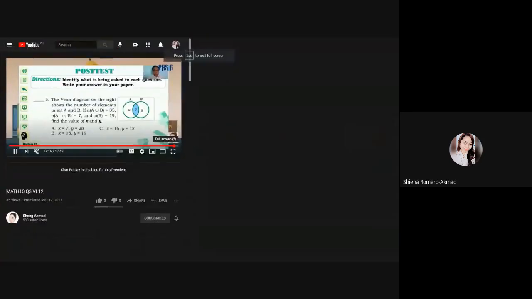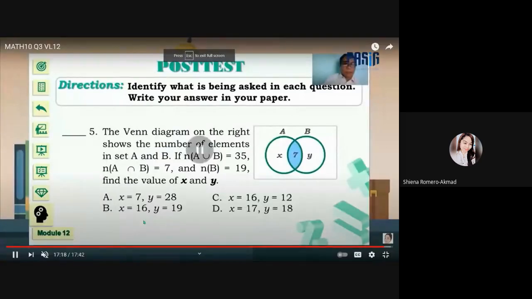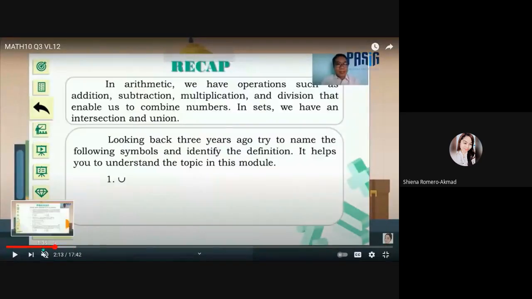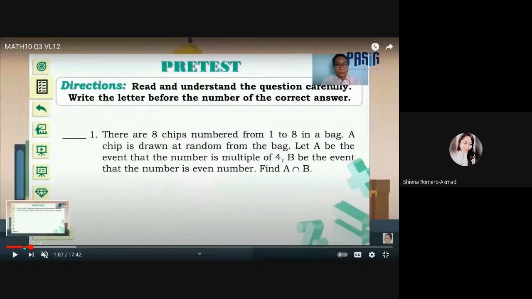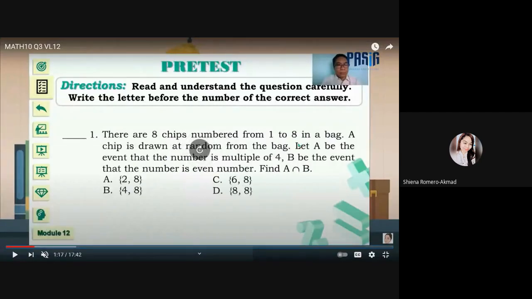Oops. Ano nangyari? Wait. Napindot ko ba siya? Yan.